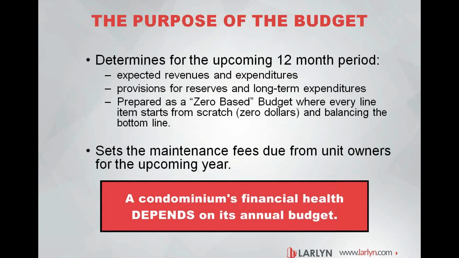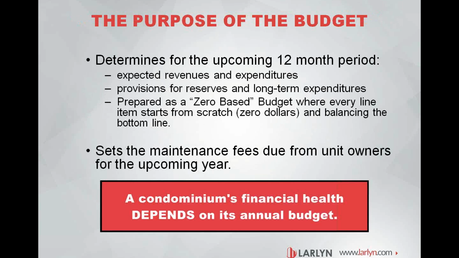So to start, what is the purpose of a budget? The purpose of the budget is to determine the needs of the corporation for the upcoming 12 months. The corporation looks at expected revenues and expenses over the next 12 months. We also look at provisions for reserves and long-term expenses.